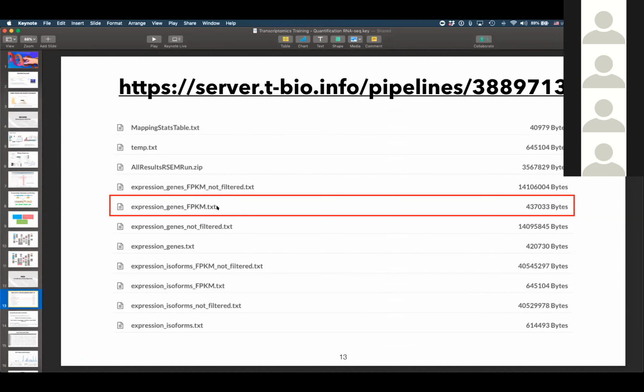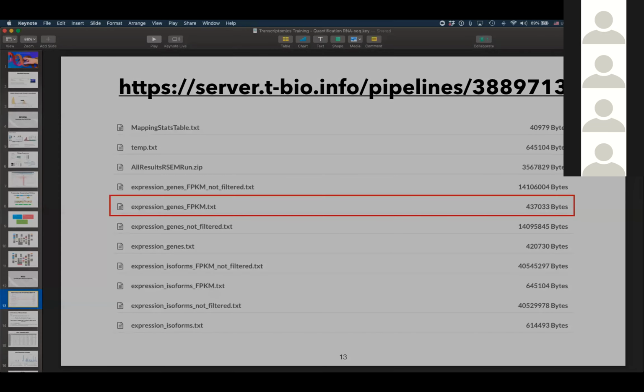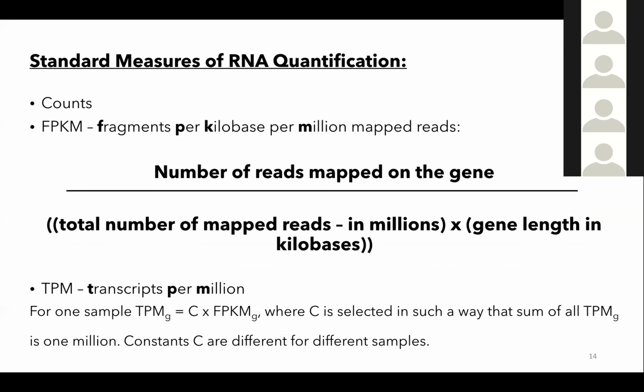So as you can see, we downloaded this file, and this file is an FPKM. What is FPKM? FPKM is fragments per kilobase per million of mapped reads. In other words, this is the number of reads mapped on the gene divided by the total number of mapped reads in a given sample in millions, multiplied by the gene length in kilobases.